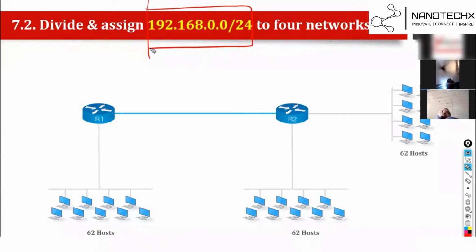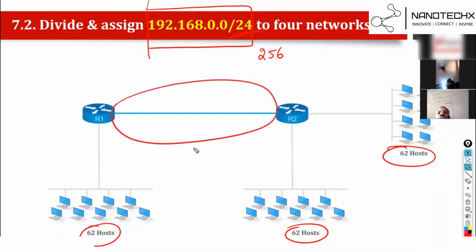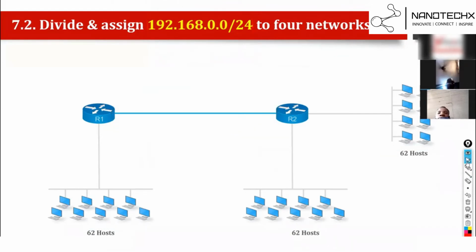So here /24, which means you already know /24 always gives us 256 IP addresses. So out of those 256, they are saying you have 62 computers here, 62 computers here, 62 here, and then this is also a network which will need at least 2, but we will give it 64 as well. So you have to divide it into 4 parts.